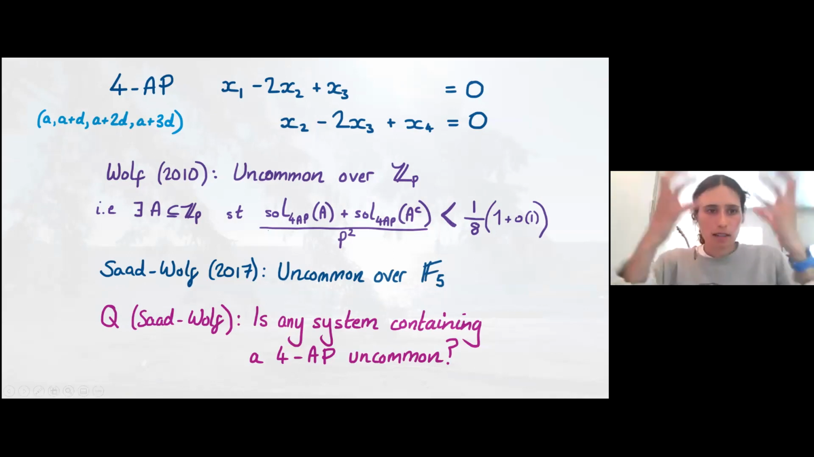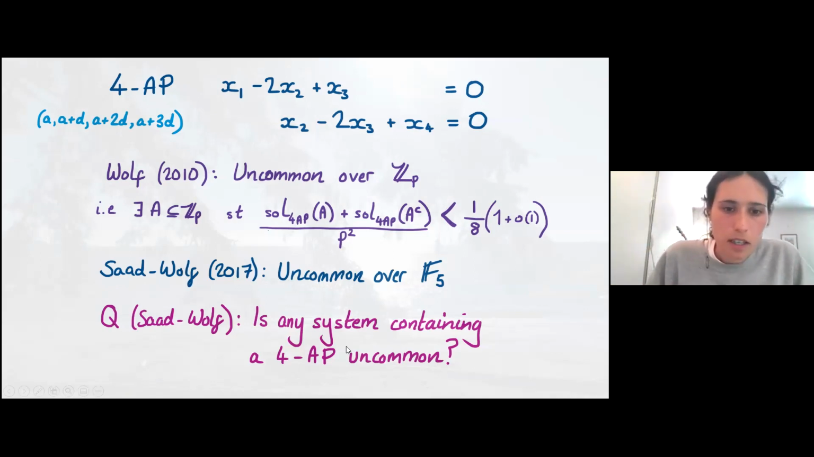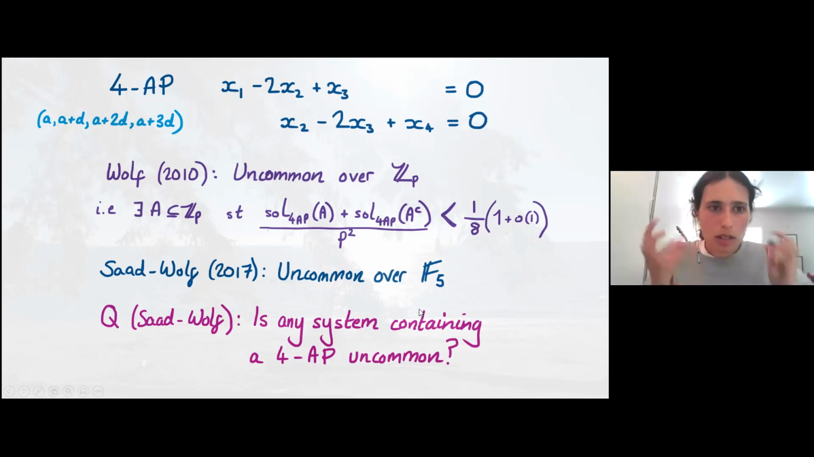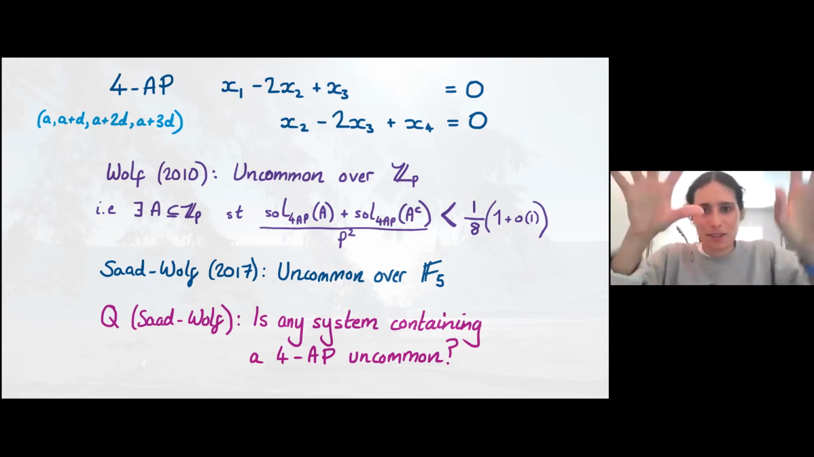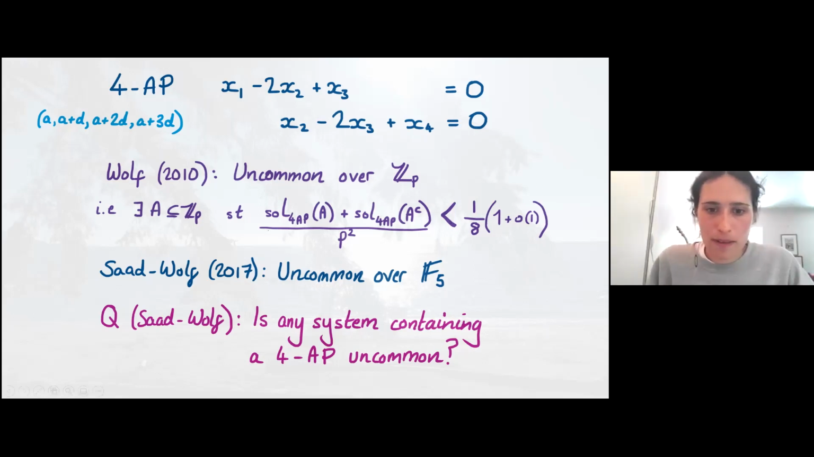And so all of this work together on 4APs led them to believe that it could be likely that any system containing a 4AP is uncommon. And I guess the hope was somehow that the 4AP plays the role of the K4. So remember I said any graph containing a K4 is uncommon. So somehow just having that K4 is enough to ruin any hope of saving yourself by adding other things. And the 4AP has this special structure that somehow suggests that you can't do something to then make it common. So I guess we spent some time thinking about this question.